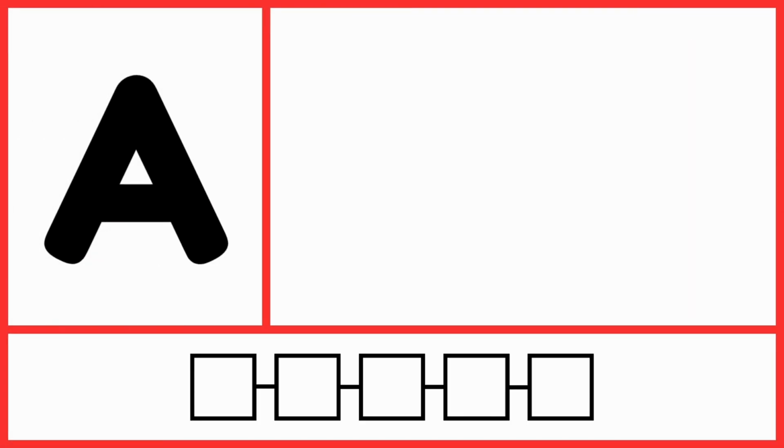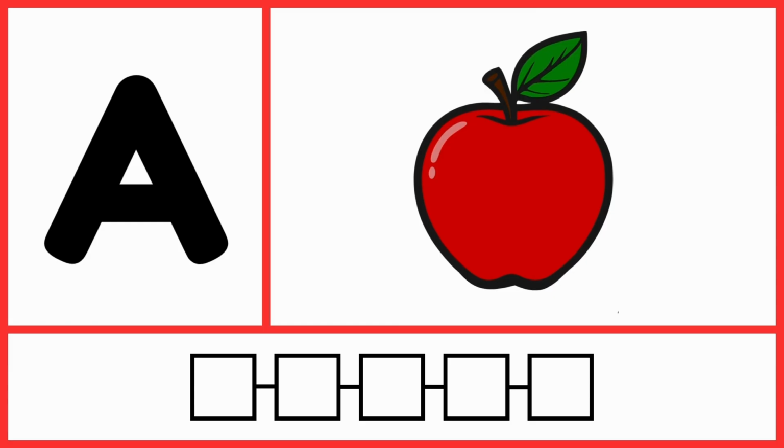A. A is for apple. Let's spell it. A, B, B, L, E. A is for apple.